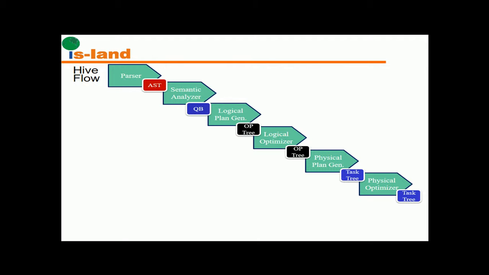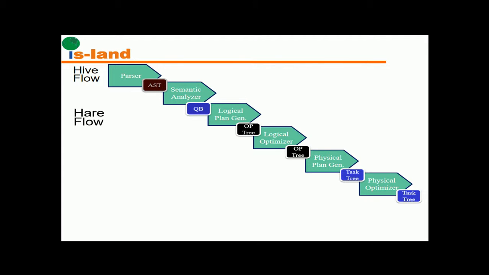And then after the execution of the logic plan generator and the optimizer, QB will become an OP tree, and it becomes a task tree which is running MapReduce in the cluster. Then here comes the HareDB flow. The HareDB flow is very similar to the Hive flow.